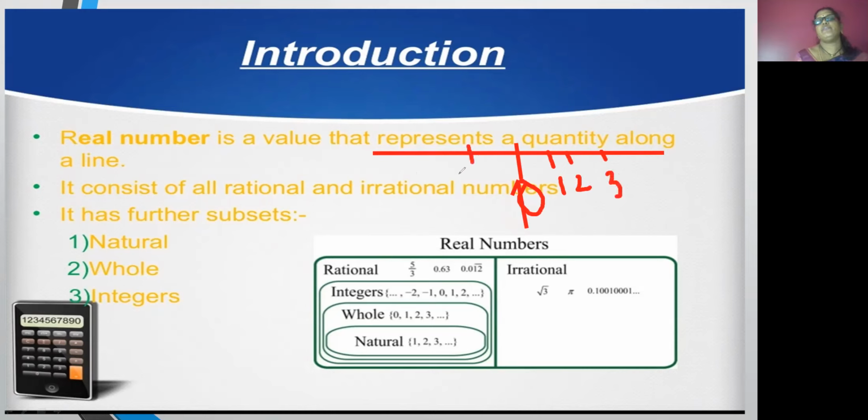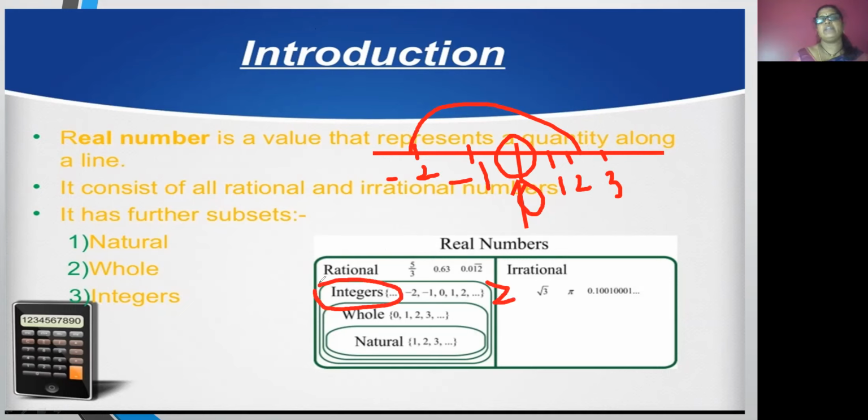The same way, if I go to the left-hand side, what will happen? These numbers are called negative numbers. So the combination of negative numbers, positive numbers and 0, what do we call it? Integers. Very good, super. Integers are denoted by Z.